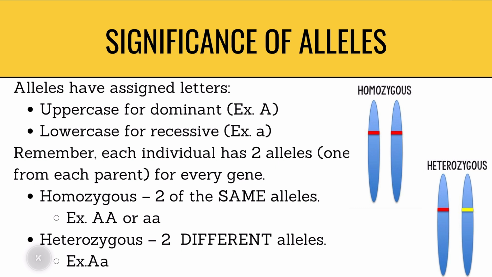And then your other option is to be heterozygous. So if you remember, hetero means different. So this means I have two different alleles, and the only option that I have is having one dominant and one recessive allele to have two different alleles.